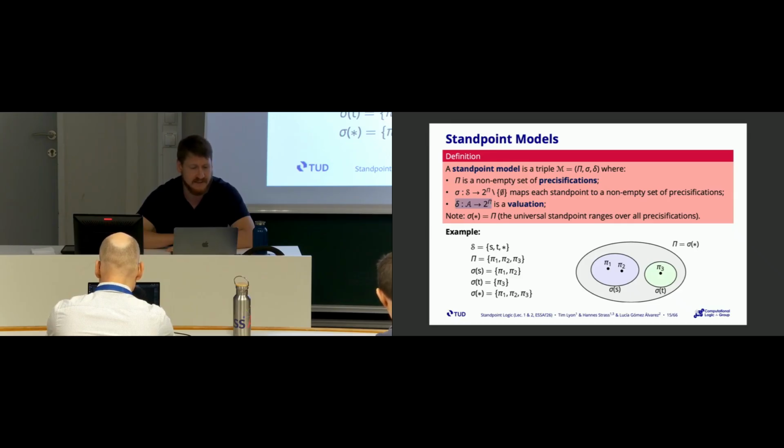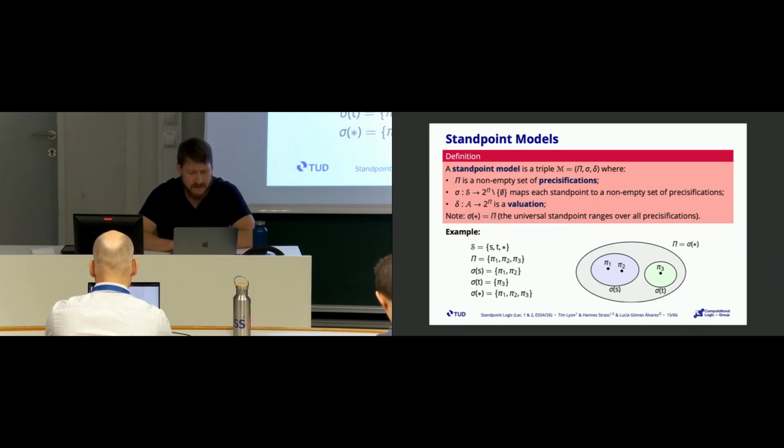But they have a fairly basic structure. They're essentially a set together with some function that determines specialized subsets, and then a valuation function which interprets atoms as being true or false at particular precisifications. Note there is a restriction on sigma, which is that the universal standpoint ranges over all precisifications. So the universal standpoint is essentially taking into account all standpoints and all admissible precisifications.